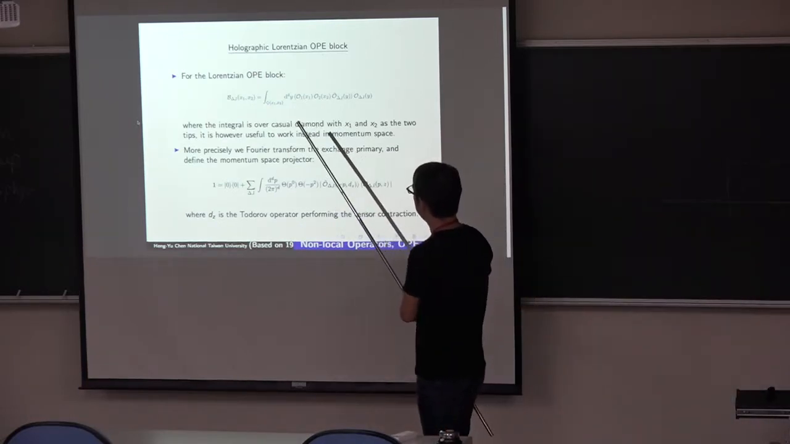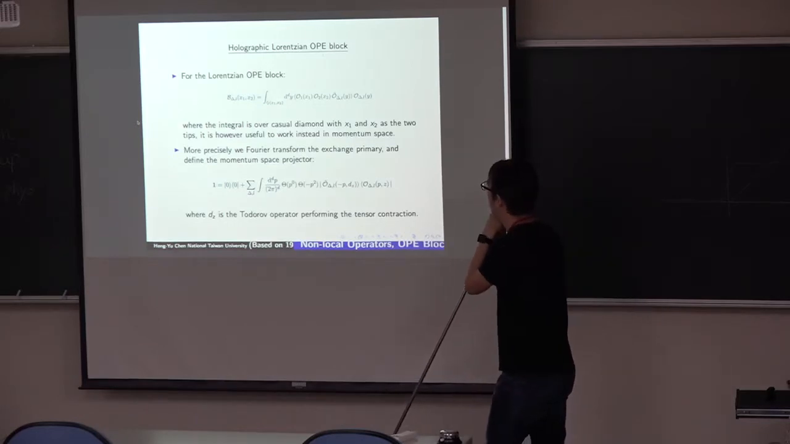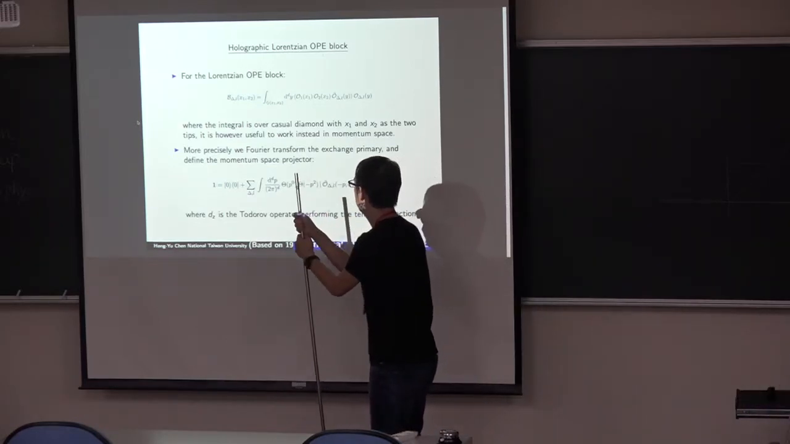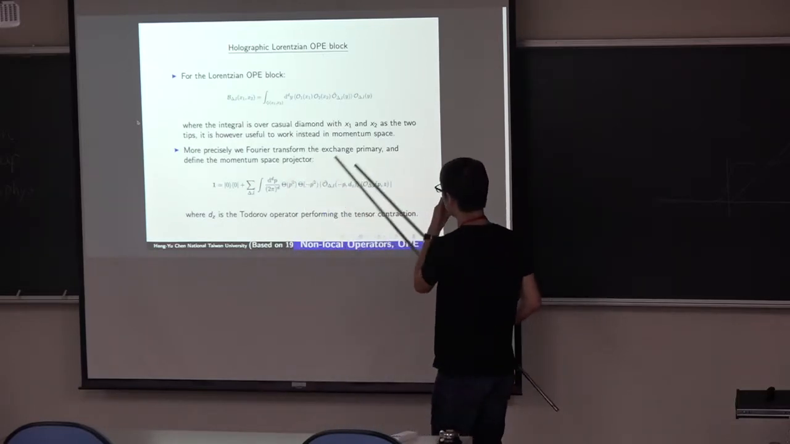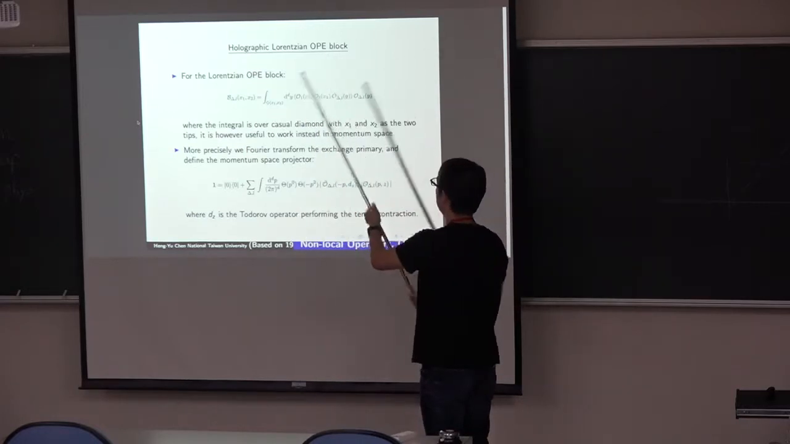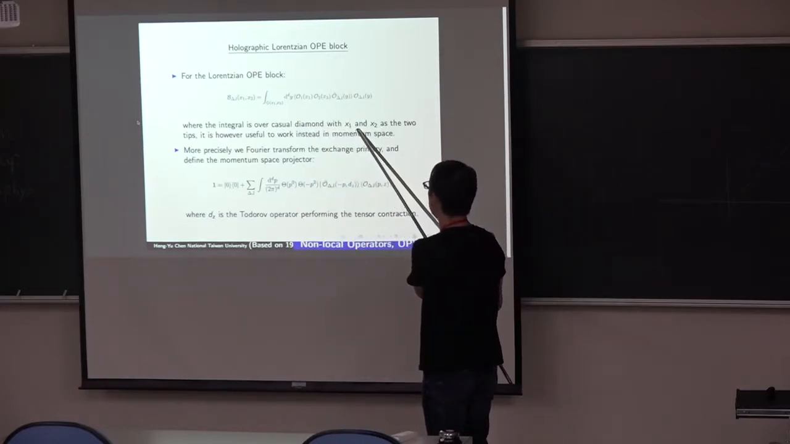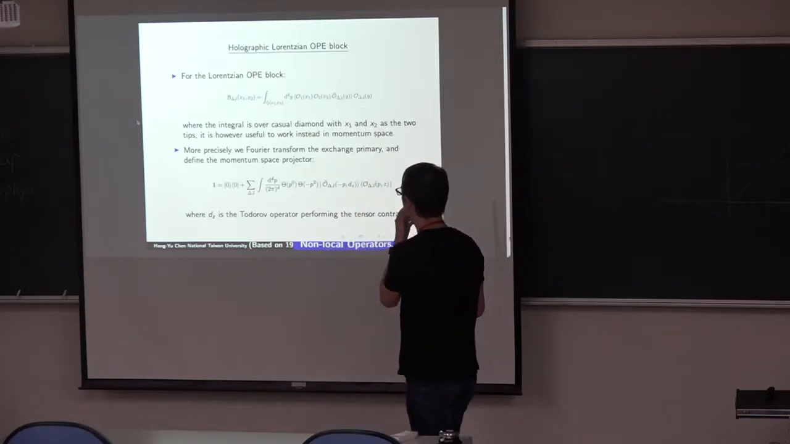So that was for the Euclidean case. The more interesting case was the Lorentzian case. The natural modification for Lorentzian, of course, is that you have to care about causality. And so what you have to do is restrict it: instead of integrating over the entire space-time, you have to integrate over the causal diamond where x1 and x2 are acting as the two different tips.